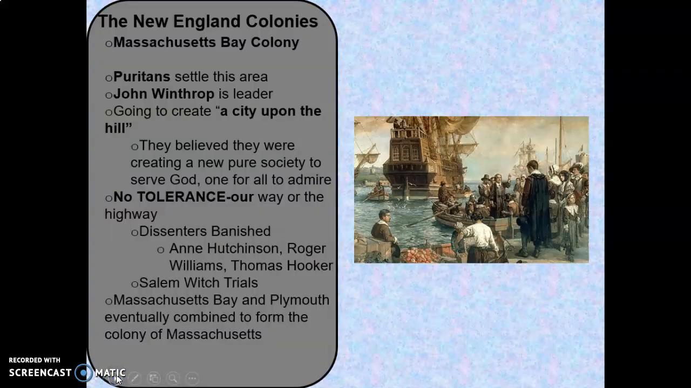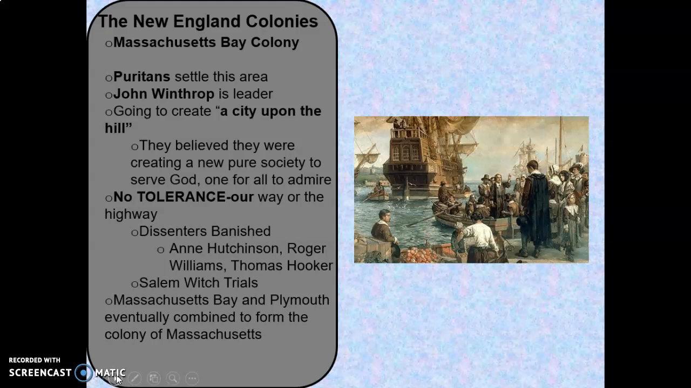New England Colonies, Massachusetts Bay Colony. The Puritans settled this area in 1630, 10 years after the Pilgrims came over. John Winthrop, you need to underline him. He is the leader of the Puritan colony. He was a lawyer in England. He is the one who said, we're going to create a city upon a hill. You'll hear presidents still reference this today, like President Obama was the last one to reference, we want to be a city on a hill.